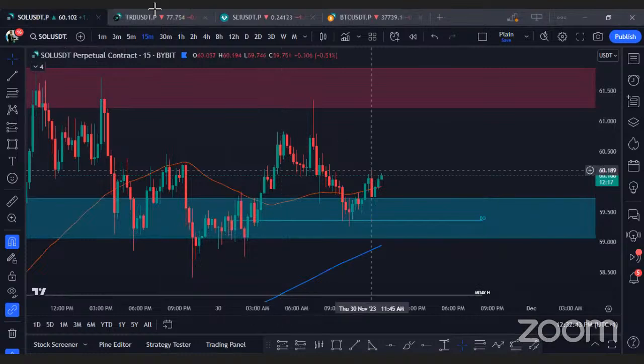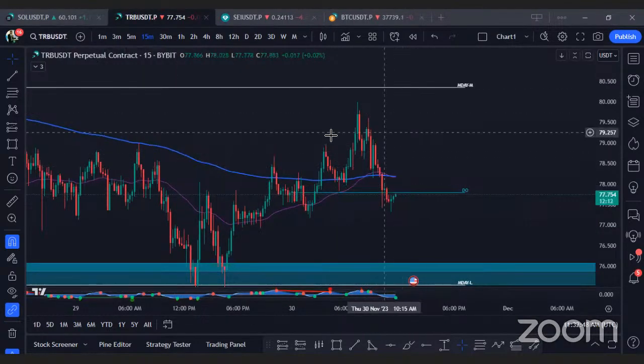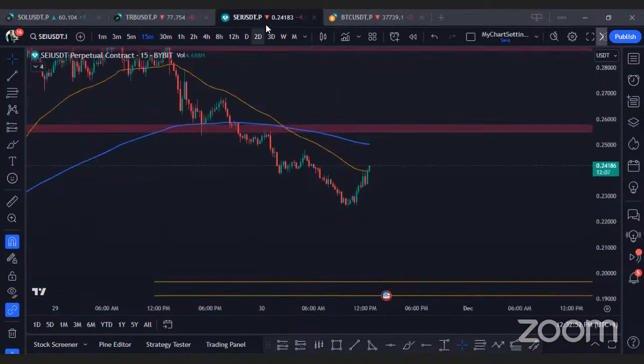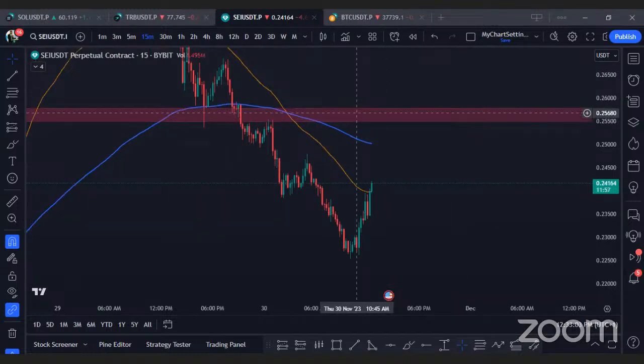Yeah, Solana is going, TRB too. Once we push above this area, it will definitely continue. So let's see how those go. Yeah, this is equally going to, let's see. 25 cent is what I'm targeting, okay? 25 cents is what I'm targeting. Let's see how that will go.